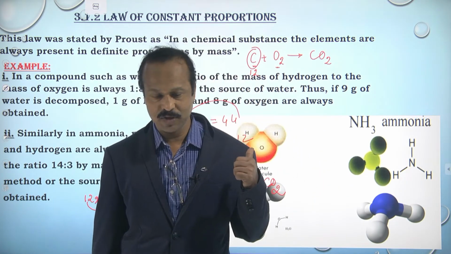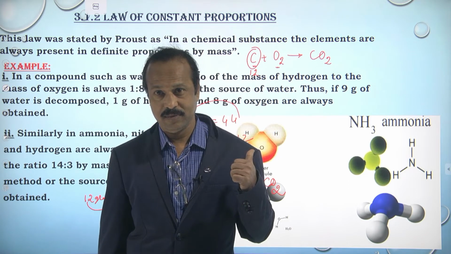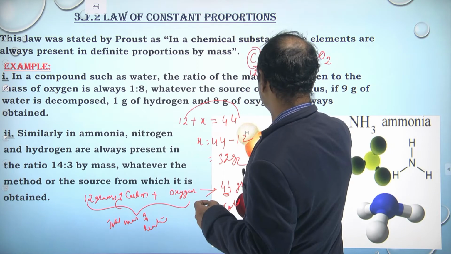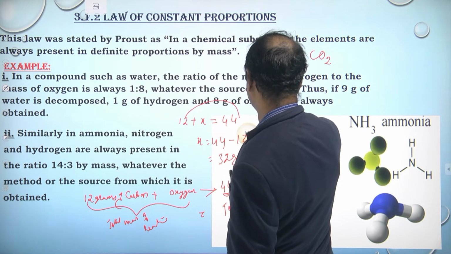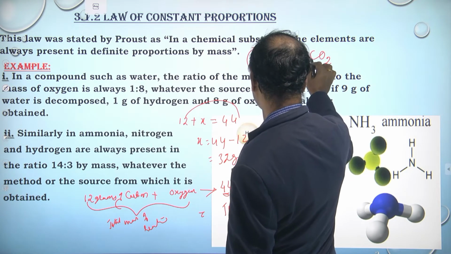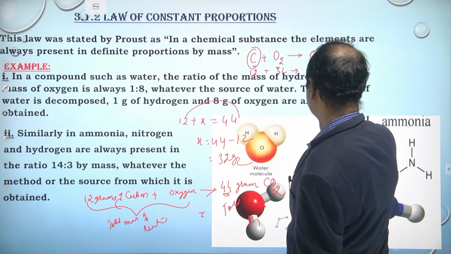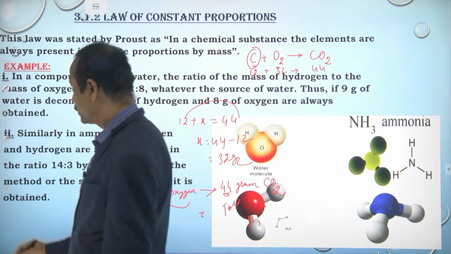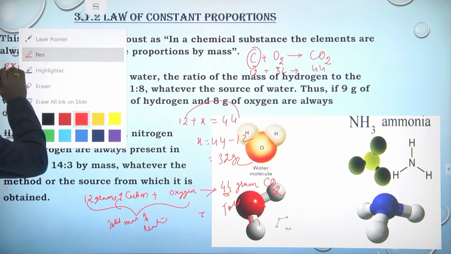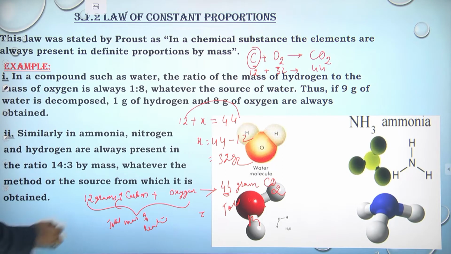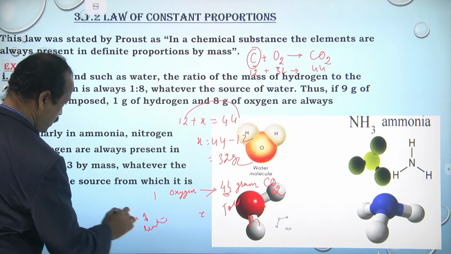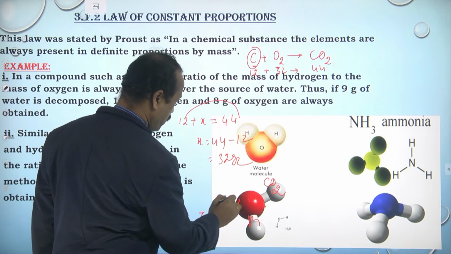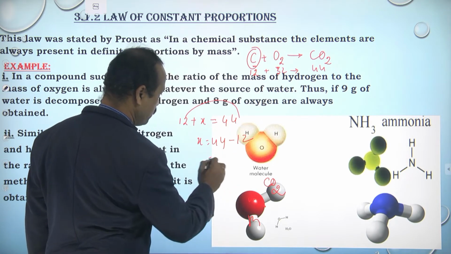One oxygen atom is 16. Two oxygen atoms are there. So each oxygen atom is 16. So now two oxygens are there. So 2 into 16 is 32. Okay, now you will get here carbon is 12 plus 32, that becomes 44 grams. Is this clear to you? So like this, that is the law of conservation of mass. Okay, very important law, that is law of conservation of mass.